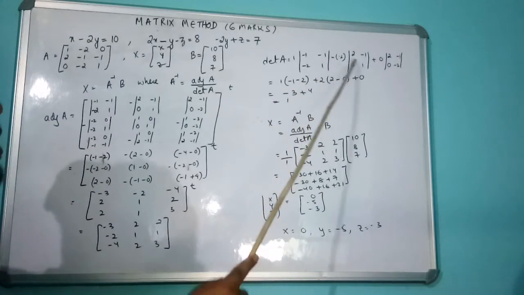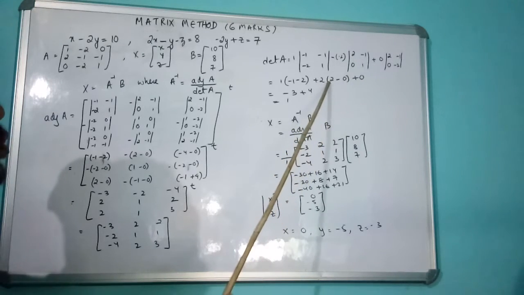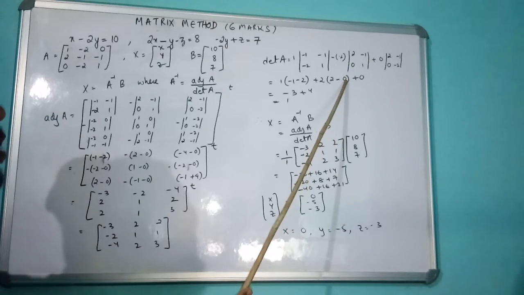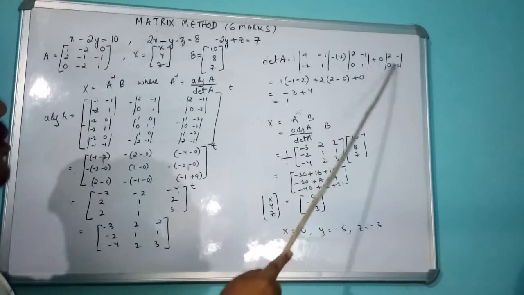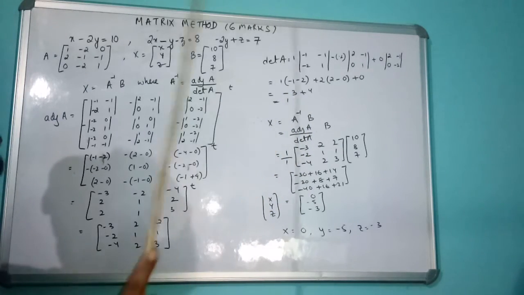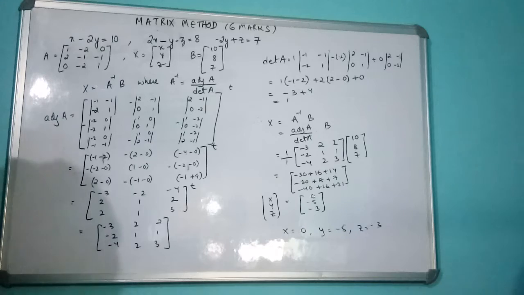Next, look at this. Minus into minus is plus. So 2. 2 ones are 2. I told you minus in the middle. Minus 0 into minus 1 is 0. So out here I directly wrote 0 because 0 into any number is 0. So when you simplify this, what do you get? Minus 3 plus 4 is 1. So the value of the determinant is 1. So if the value of the determinant is not 0, we say it is a non-singular matrix. What is it? A non-singular matrix.